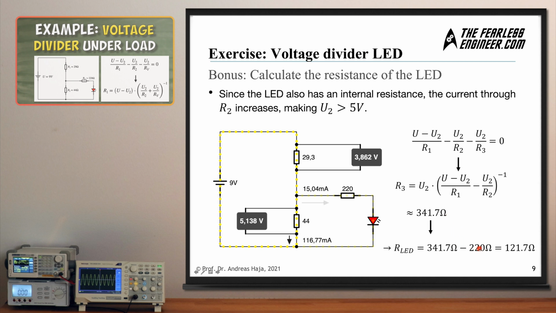And if you deduct the 220 ohms of this resistor here from the overall value, then you arrive at a value of 121.7 ohms for the LED. So in this simulation, the LED has an ohmic resistance at this operating point of 121.7 ohms. And we have exploited our knowledge of the loaded voltage divider to arrive at the resistance value of the LED by measuring a few values and by reshaping this equation here.